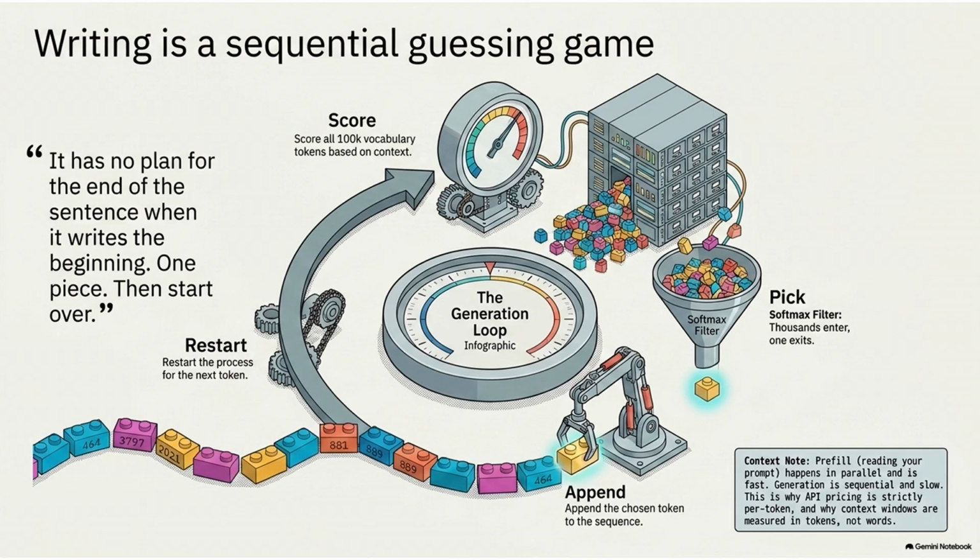And there is a practical note in the corner worth reading out loud. Reading your prompt happens in parallel, so it is fast. Writing the reply is sequential, so it is slow. That is why the first word takes a beat, and then the rest streams at you. It is also why API pricing is strictly per token, and why context windows are measured in tokens, not words. A 200,000 token limit is not 200,000 words.